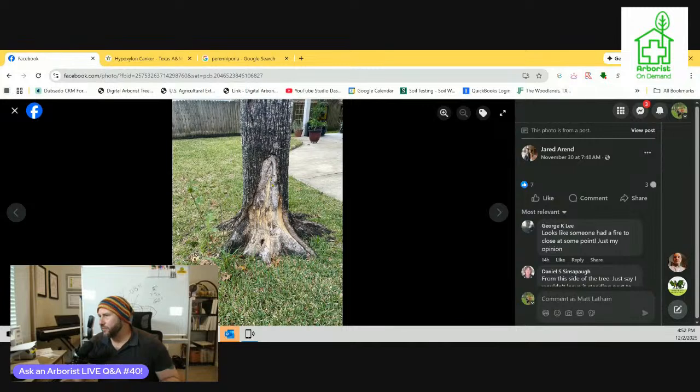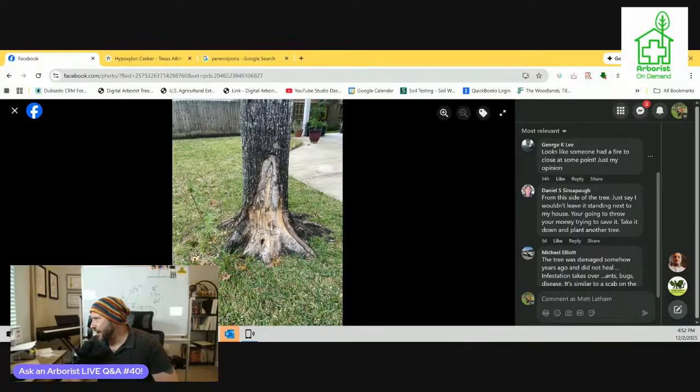Okay, so yeah, obviously some trunk damage here, Jared. That's not ideal. It's not fire, George. I'm sorry. That is just structural damage, mechanical damage. What I do see though, Jared, is, that's not true, Michael, it actually did heal. It's in the process of healing right now. Trees, by the way, for those of you watching, they don't heal, they seal in a sense.